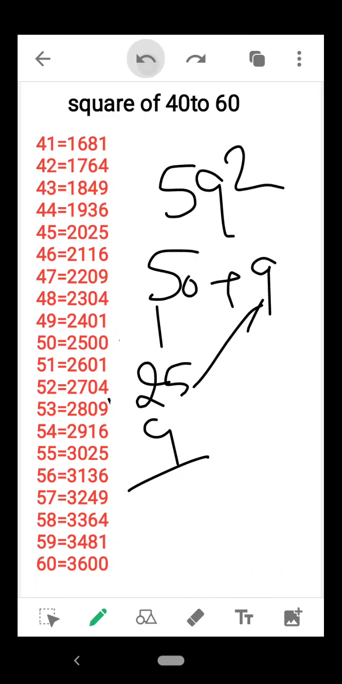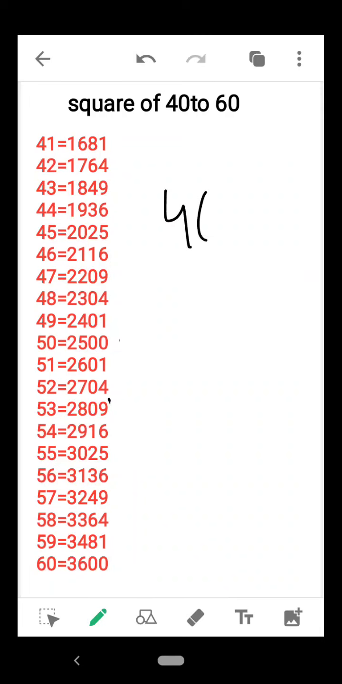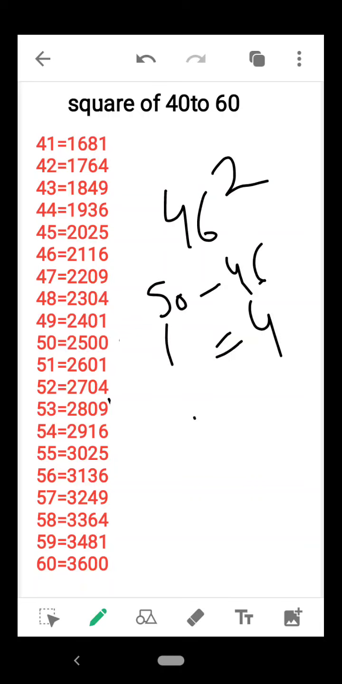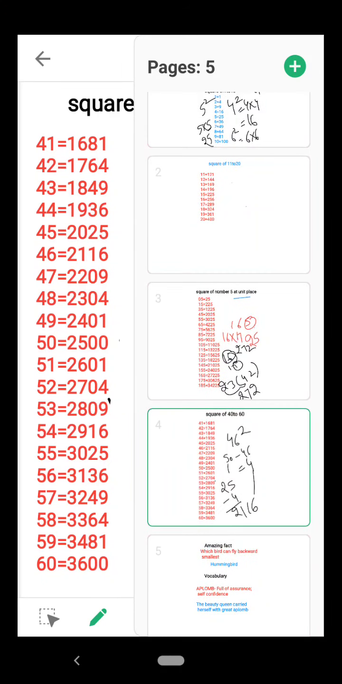Take any other example between 40 to 60. So I am taking an example of 46 here. So how can you solve 50 minus 46? That is 4. So your answer, 5 square is 25 minus 4. So you can write 21 and 4 square is 16. So your answer is 2116. So move further.